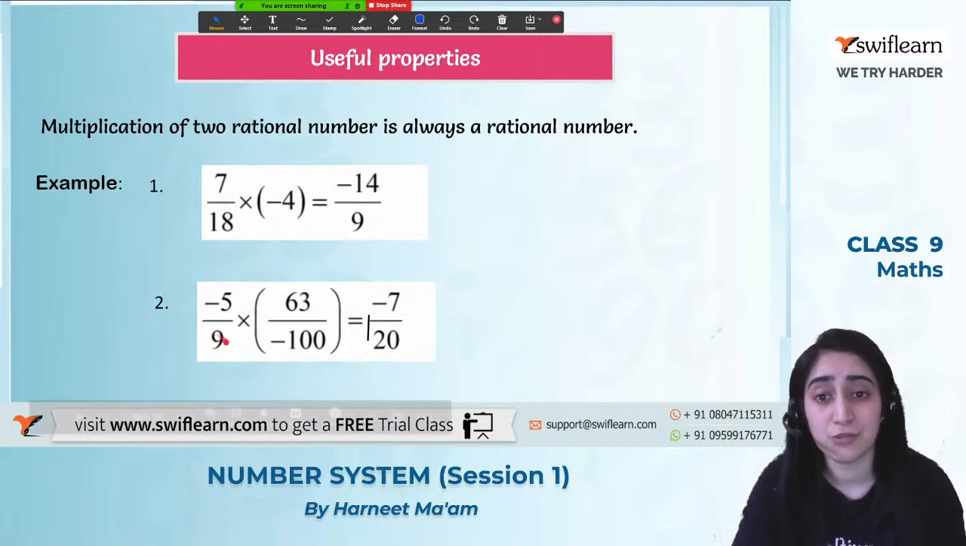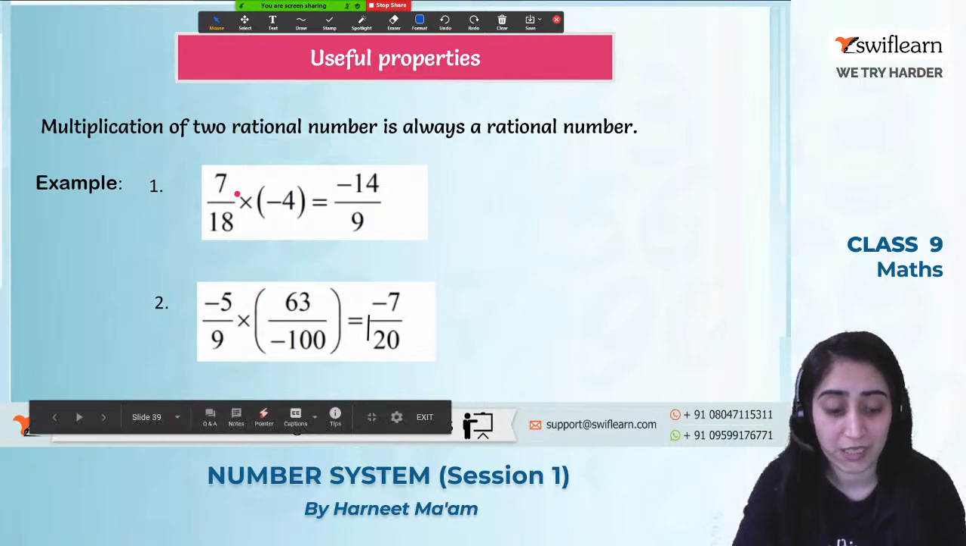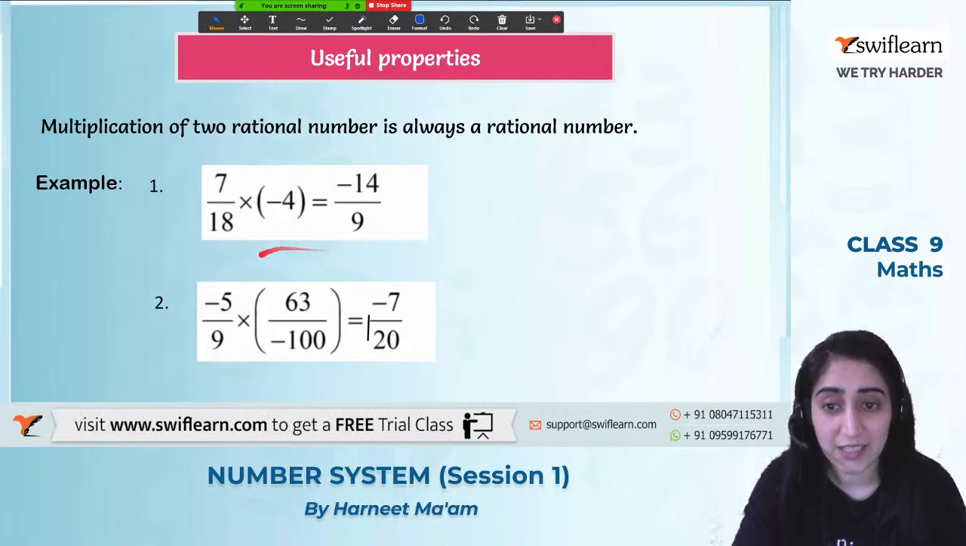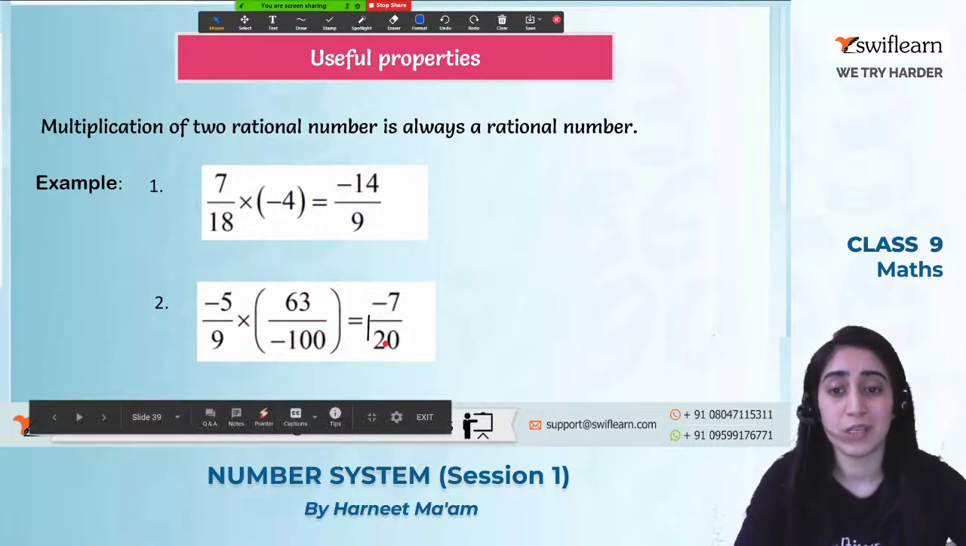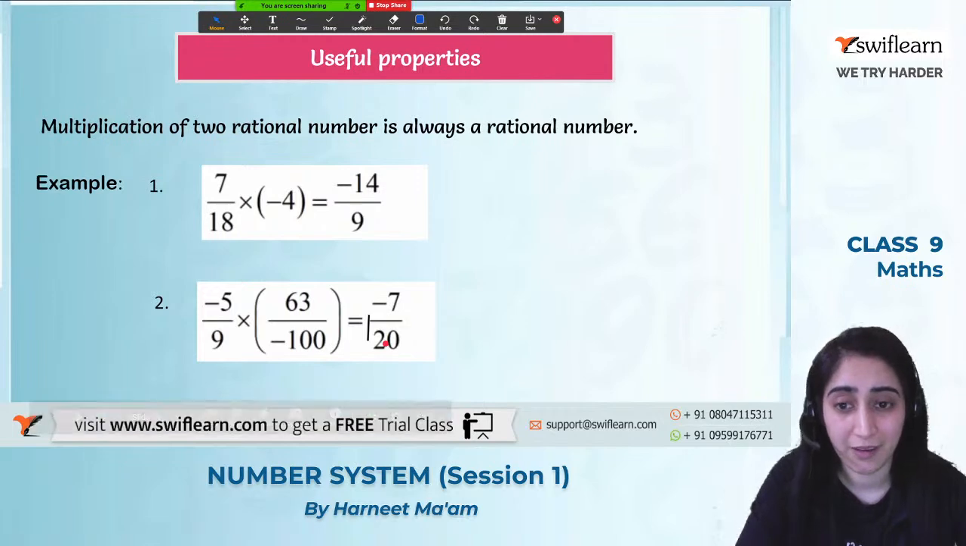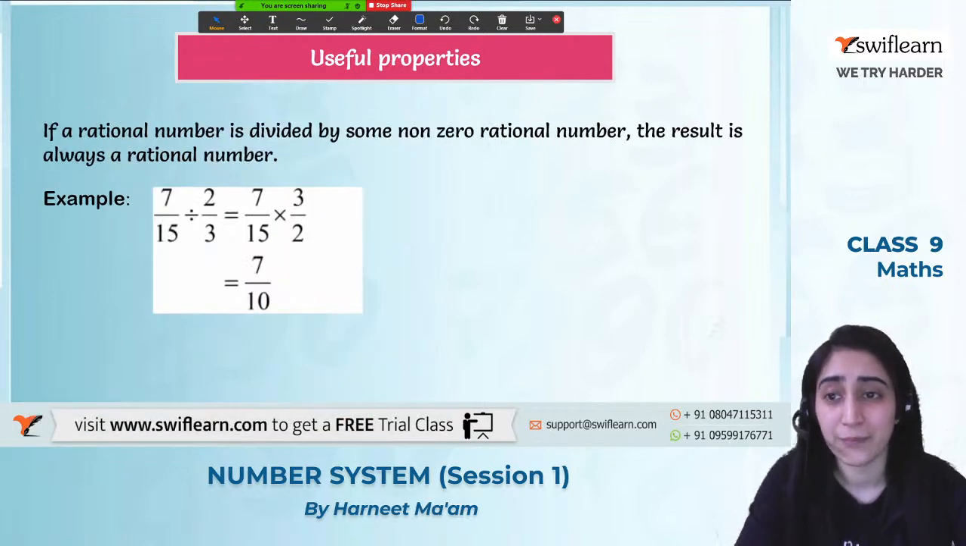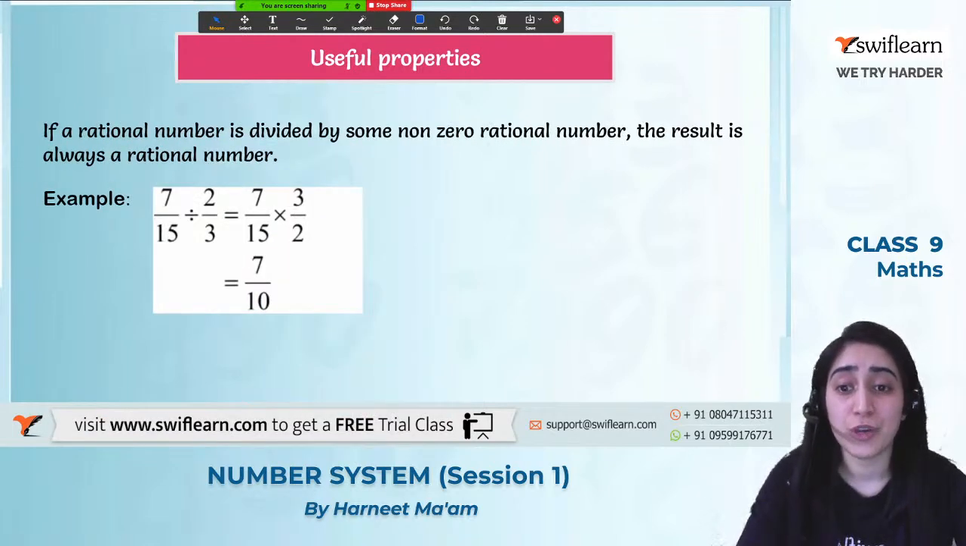When I multiply two numbers and solve, what do I get? A rational number. Yes. Same here. When I multiply two numbers, the negatives cancel. There's some error in this one. On solving, we'll get a fraction, but that will be a positive one. Clear? Okay. Now, what happens on division?